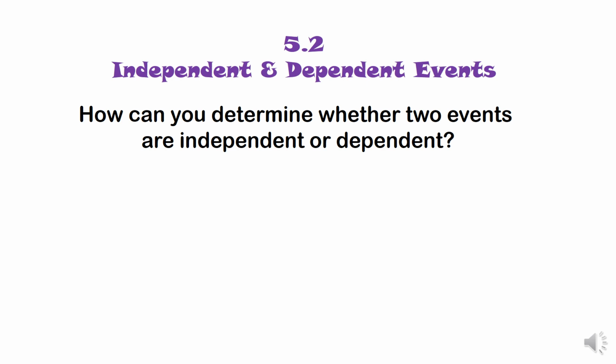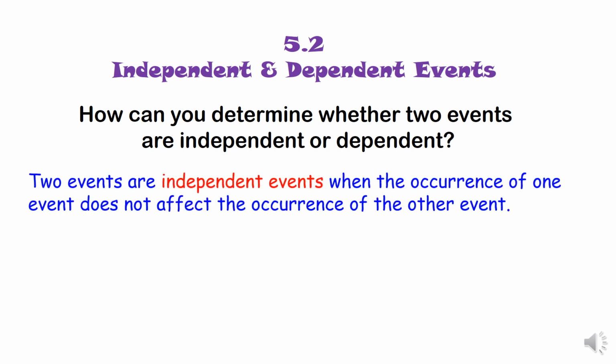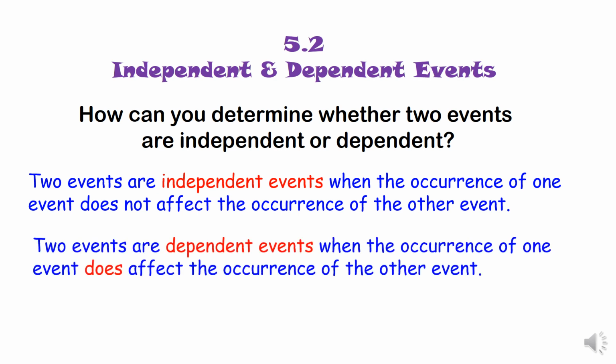Okay, in 5.2 we're going to be discussing independent and dependent events. And the question is, how can you determine whether two events are independent or dependent? Well, let's look at the definitions first. Two events are independent events when the occurrence of one event does not affect the occurrence of the other event. Two events are dependent events when the occurrence of one event does affect the occurrence of the other event.